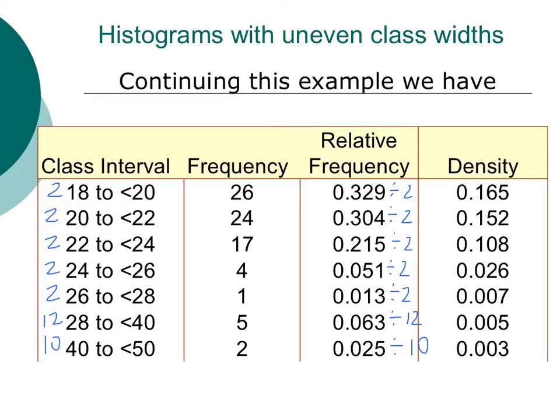Now recall that if I were to take the sum of these, that would equal the total number of data values that I've taken, however many people I've got the age for. Relative frequency should equal 1 or extremely close to 1. The density, however, is not going to equal any number in particular.